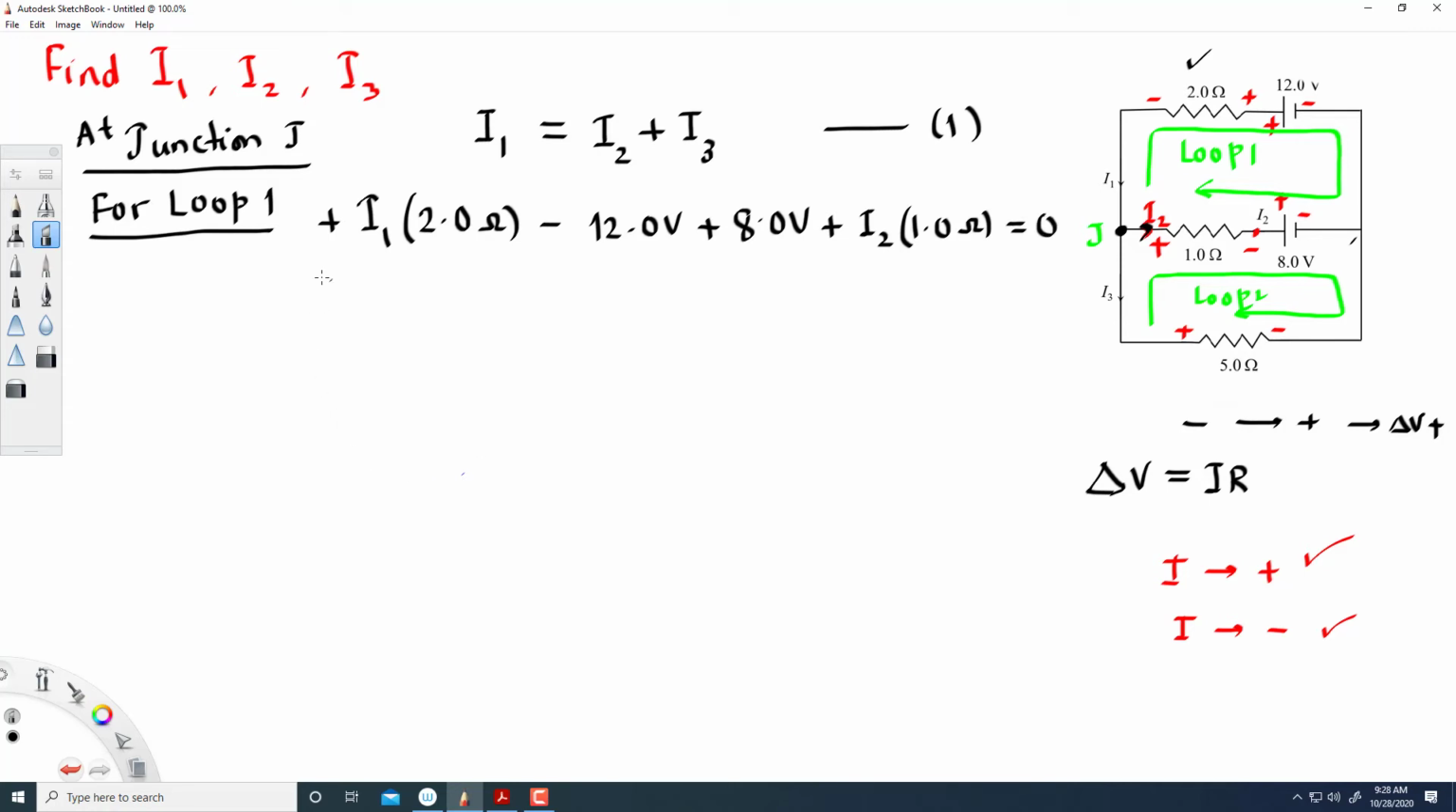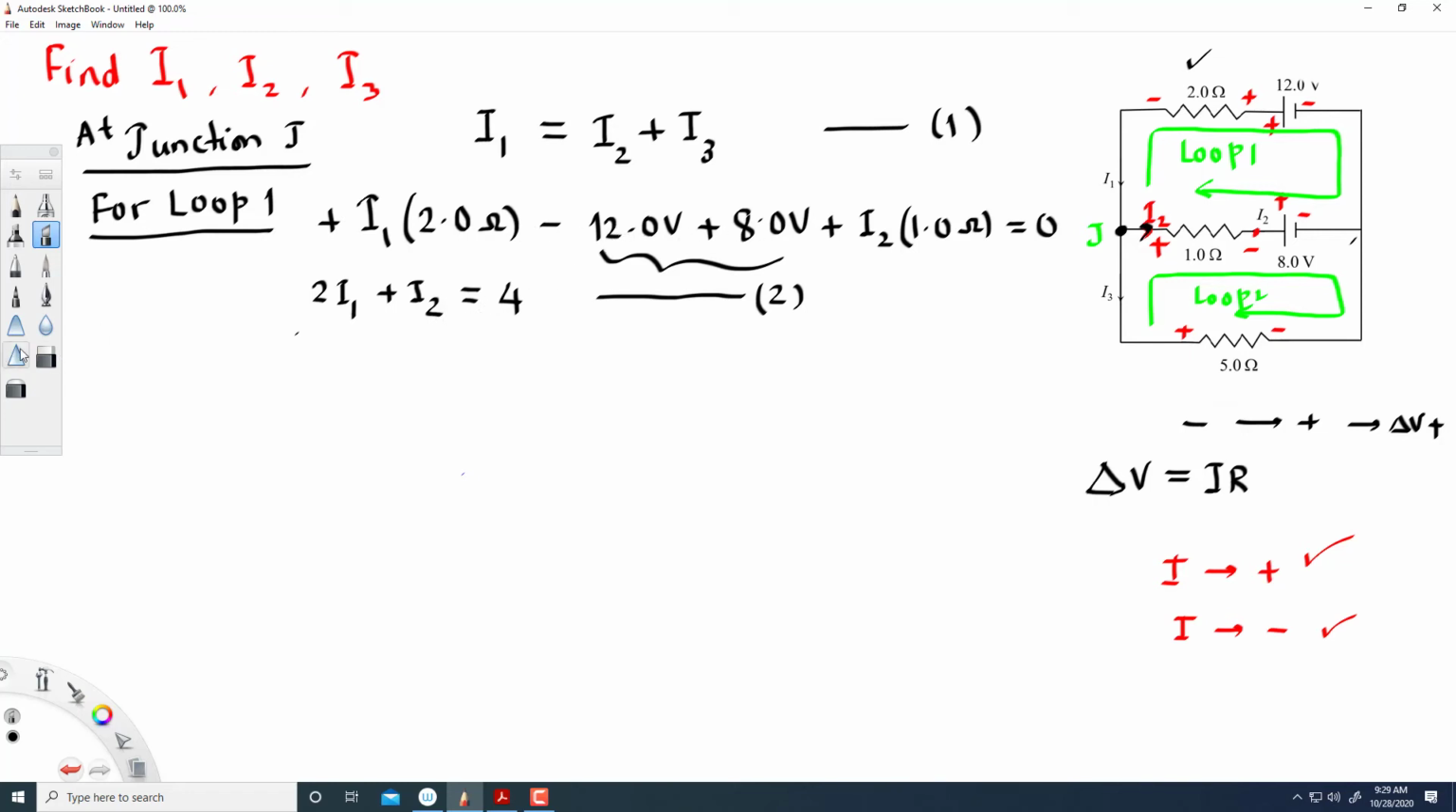Simplify that, just get rid of the units. This would be 2I1 minus 12 plus 8, which is minus 4, plus I2. Negative 4, I can take it to the right, and that becomes 4. Let's call that equation 2. So 2I1 plus I2 is equal to 4.